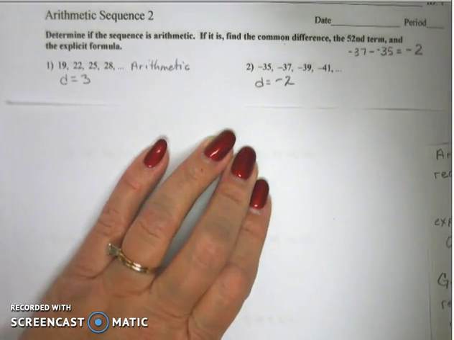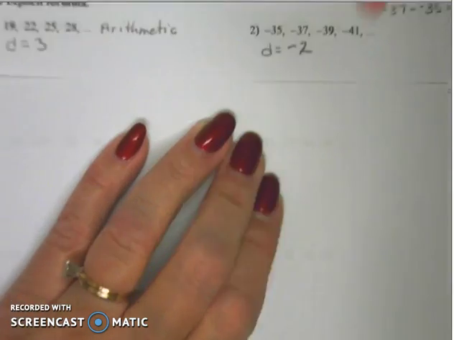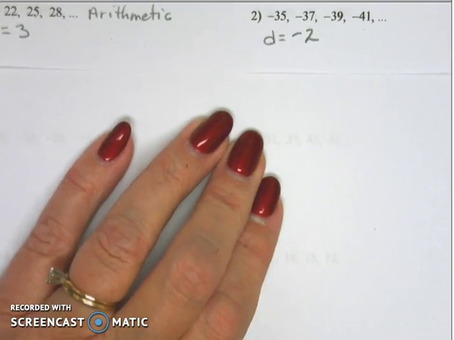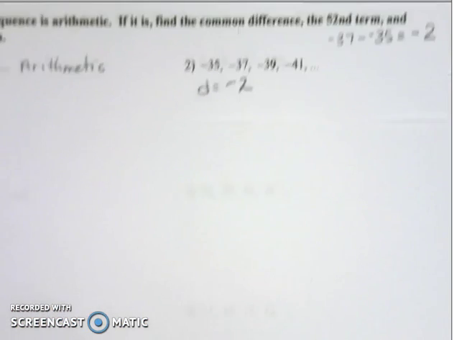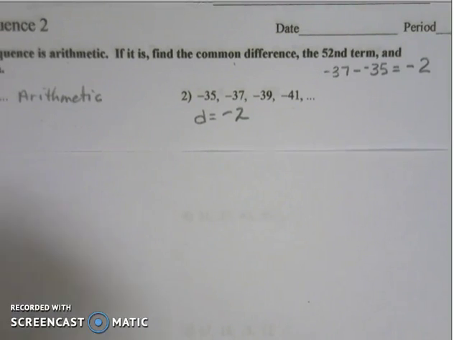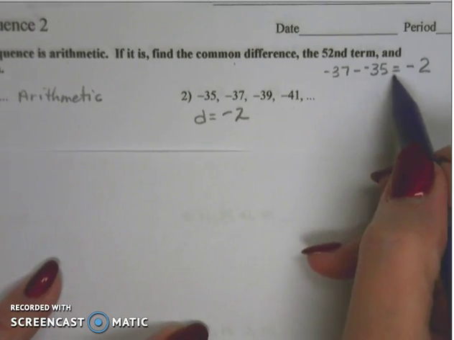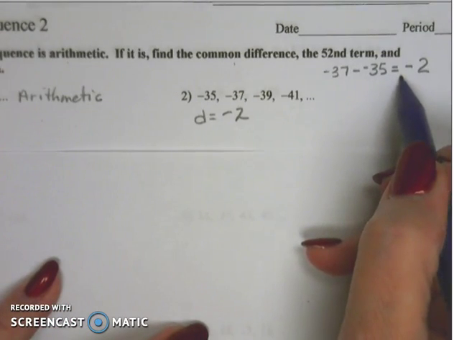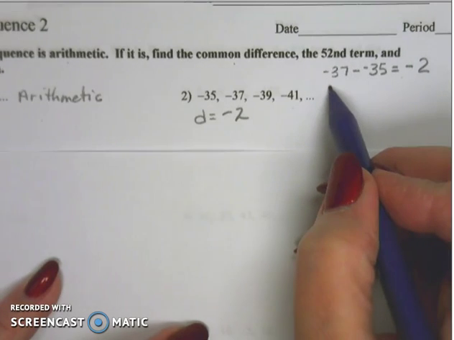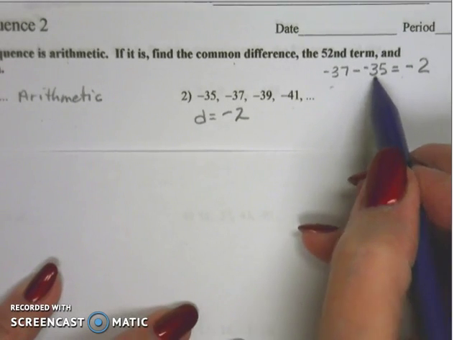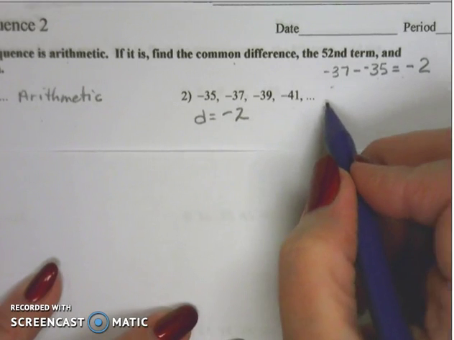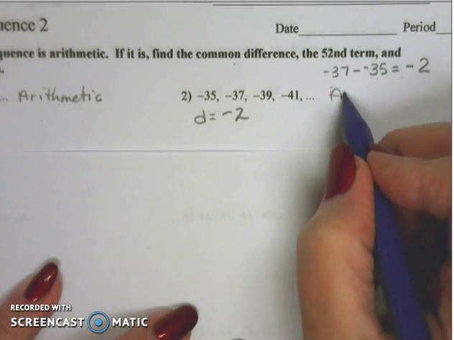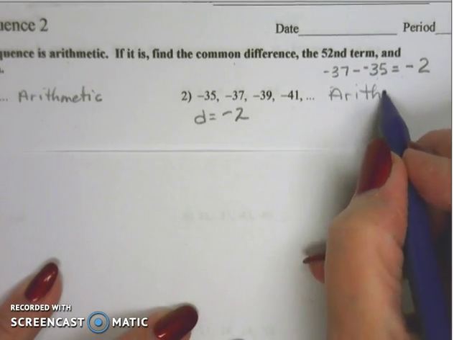Now, let's zoom in just a little bit. I'm sorry, I didn't realize that was quite so far away. There we go. So it gives me negative 2. I can always find the common difference by subtracting the second term minus the first term. So my common difference is negative 2, it's the same all the way through, and it is arithmetic.